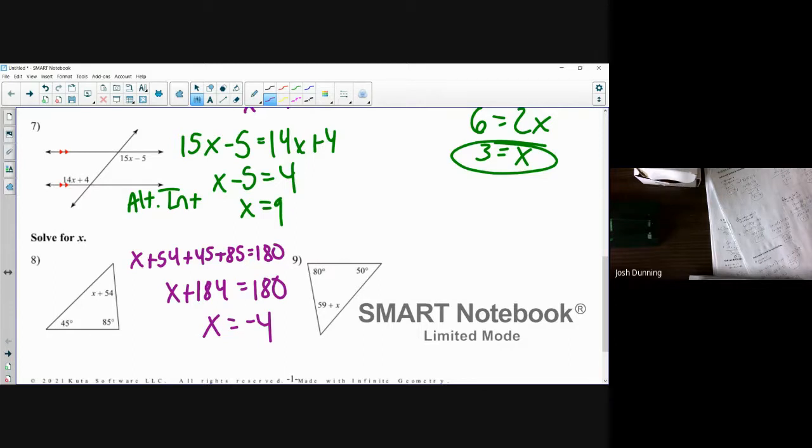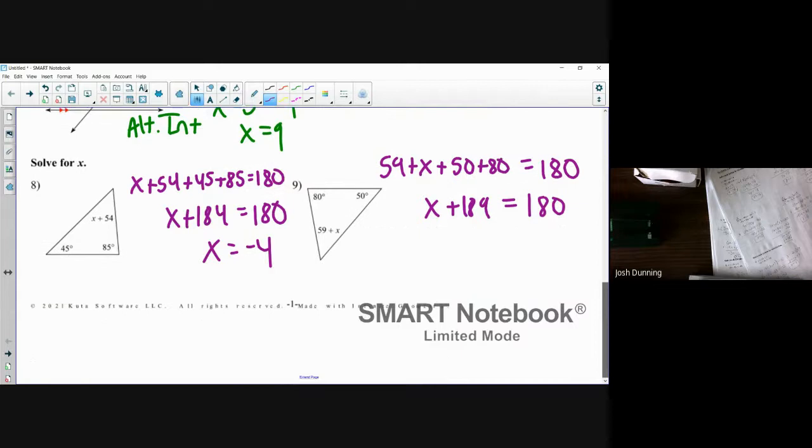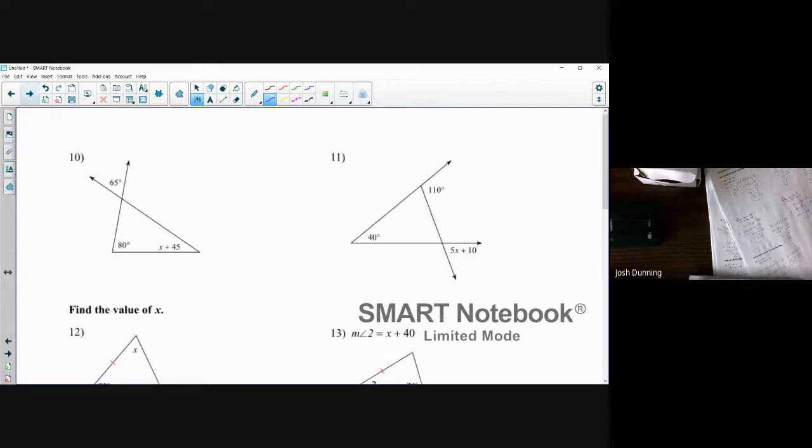Same idea on 9, add all those up. We'll combine all our like terms there, all the plain old numbers. We get 189 minus your 189, negative 9. Now this one's a little different. We got some stuff outside of these triangles. But the 65, we want the angle inside of our triangle. So if we go through this vertex, vertical angle, that means this is 65.